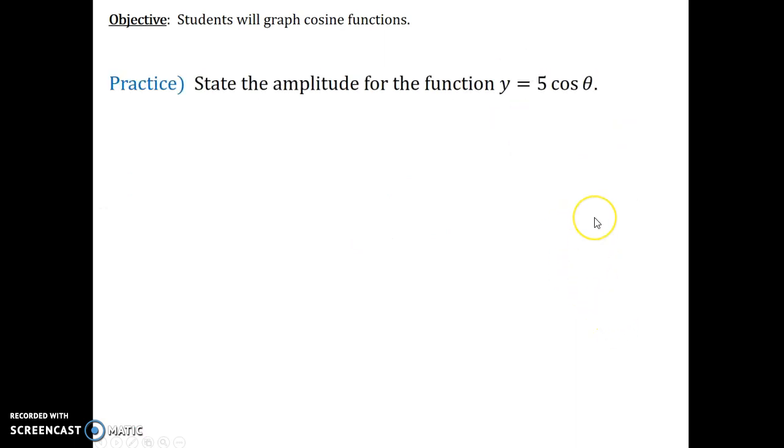So here is a practice problem. State the amplitude for the function y equals 5 cosine theta. So you identify your a value, which happens to be 5, and that happens to be already positive. So that is your amplitude.